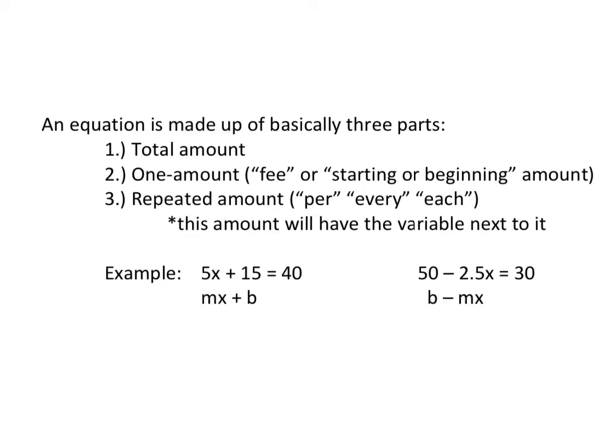So in our example down here, our total is the one that it's equal to. The one-time amount, or the starting, is the b right here. And the repeated amount, the per, each, every, is the m, which is right here, right next to the variable. Now it doesn't matter which order it's in. The mx can be first or the b could be first. So just like over here, b is first, the mx is second. The total will always be on the other side of the equal sign.